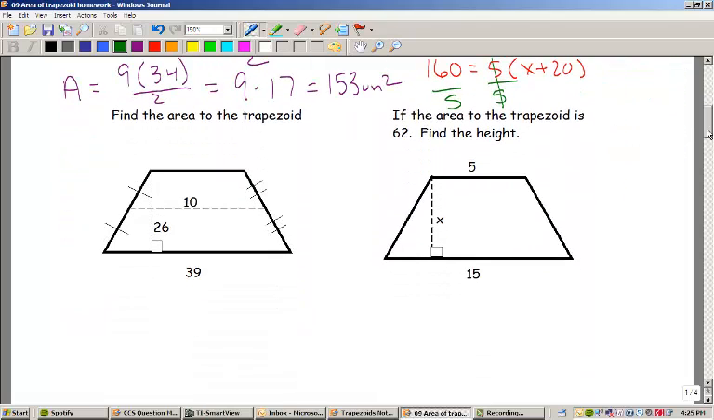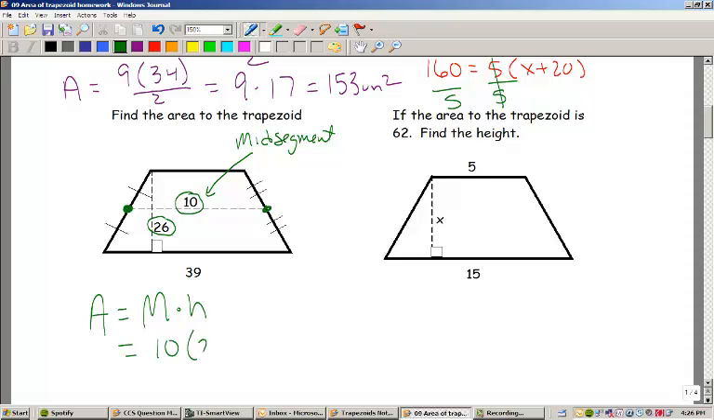Let's continue on. And it says find the area to the trapezoid. Now it's a little bit different type of question. What you need to realize is that is the midpoint to the leg. That is the midpoint to that leg, which means this right here is your mid-segment. If that's your mid-segment, then remember we can use the formula mid-segment times height because the 26 is representing the height. So all we have to do is take my mid-segment times my height. In this case, you don't have to divide by 2, so we end up with 260 units squared.